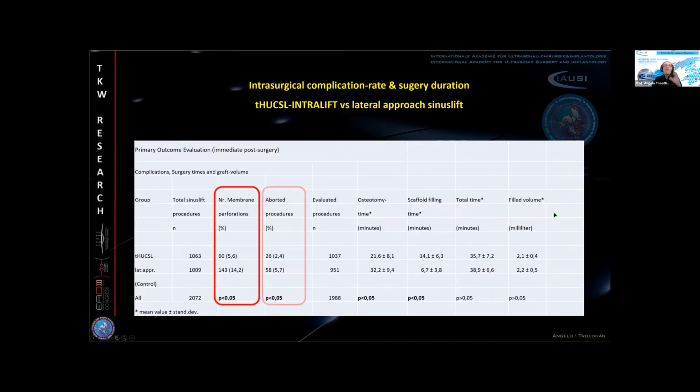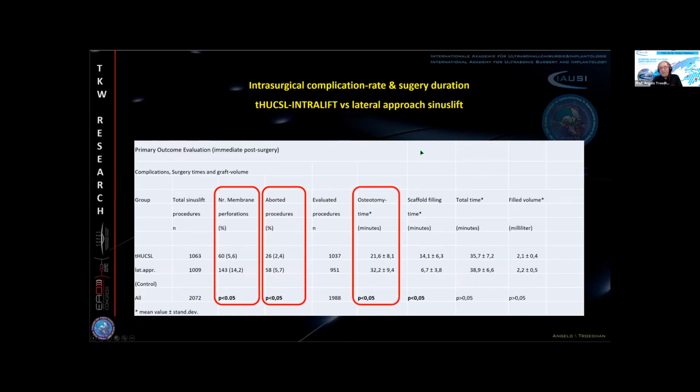How many procedures did we have to abort due to sinus membrane perforations? Of course, we know that small perforations we can cover with PRF. I personally always use PRF if I have a sinus membrane perforation. But at a certain stage, if there is a complete rip through the sinus membrane, of course, then you will have to abort the procedure and tell the patient, okay, let's give it another try, maybe in about 3 or 4 months. So when you take a look at the aborted procedure rate, this is half as much as we had in the lateral approach technique.